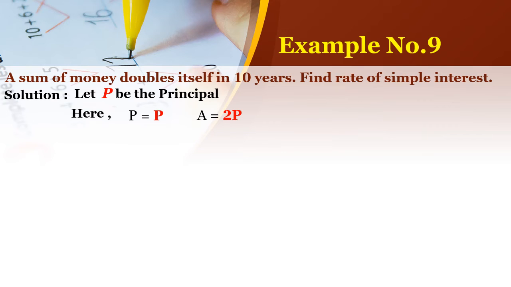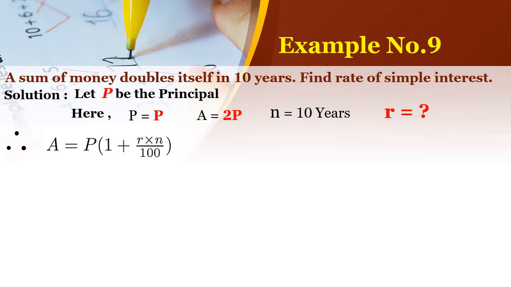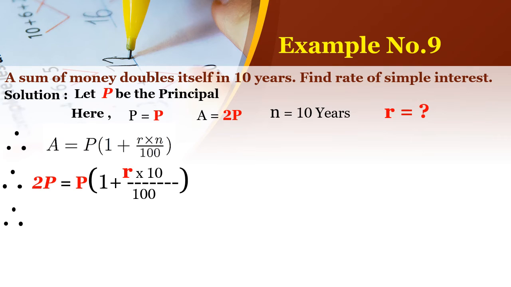So we assume let P be the principal, and therefore A is equal to 2P, and N is equal to 10 years, which is already given in the problem, and we find the R value. So applying the formula, A is equal to P (1 plus R into N upon 100), putting the values in the formula: 2P is equal to P in bracket 1 plus R into 10 upon 100, bracket complete. Then simplify the step.